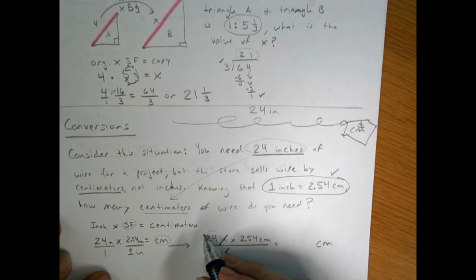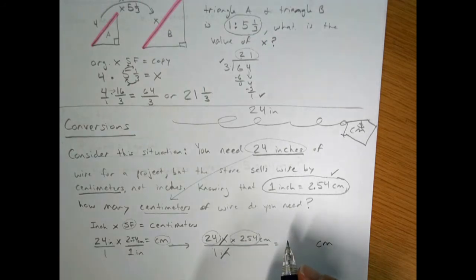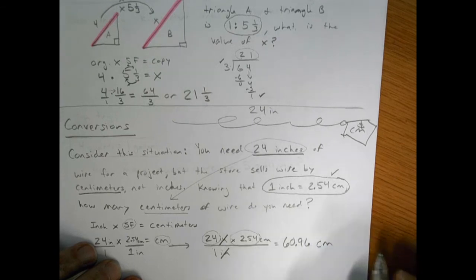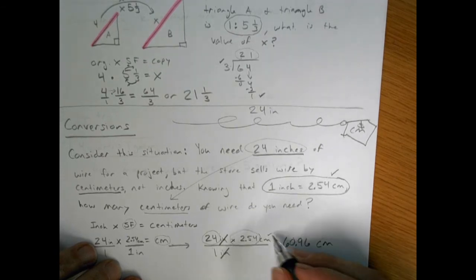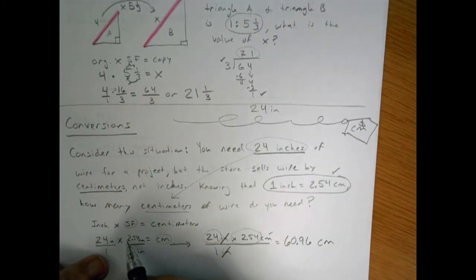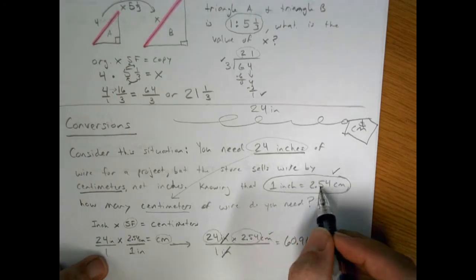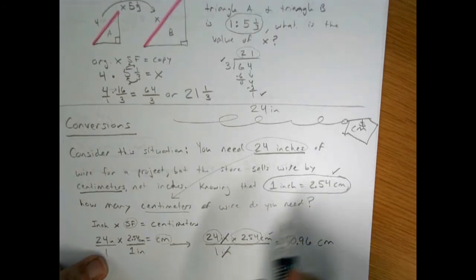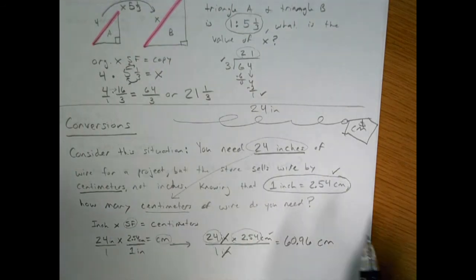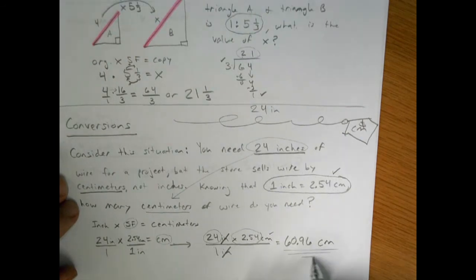So now I'm going to multiply 24 times 2.54. When I multiply 24 times 2.54, I end up with 60.96, and all that remains for my terms is centimeters. So I took what I knew, 24 inches of wire, I multiplied it by the scale factor provided, 1 inch equals 2.54 centimeters, to find out how many centimeters are in 24 inches of wire. So when I go to the store, I would go out and measure 60.96 centimeters and buy that many, and I'd have 24 inches exactly.